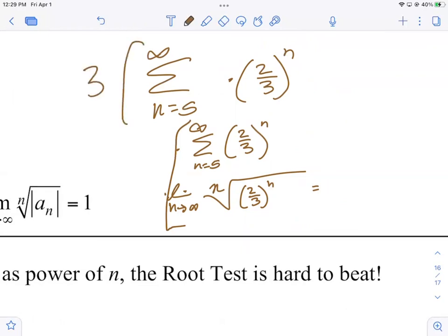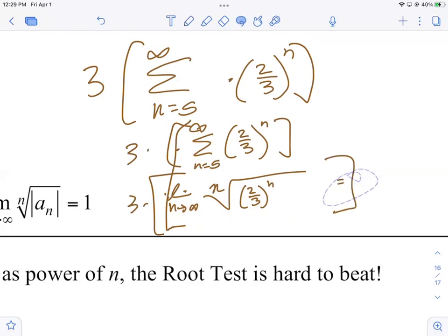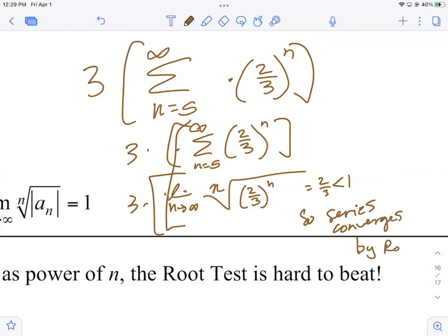I'm going to just say, hey, if the series converges, then I know 3 times that's going to converge. So if I do the limit test, the ratio test inside, it does equal 2/3. Okay, and 2/3 is less than 1. So the series converges by the root test. Okay, so it works for geometric series.